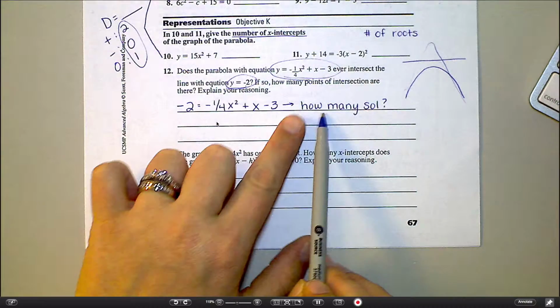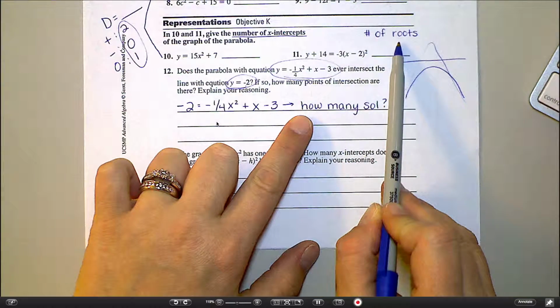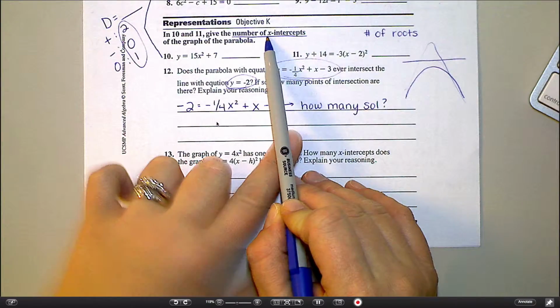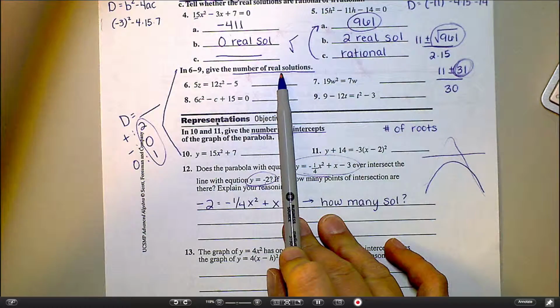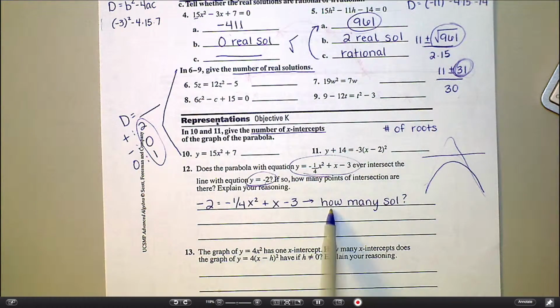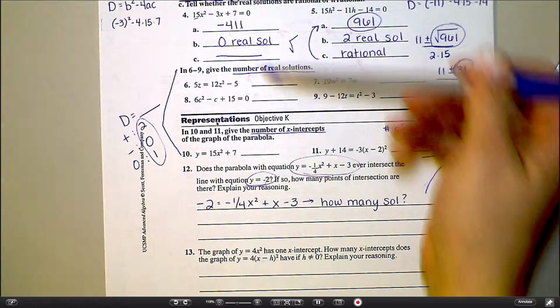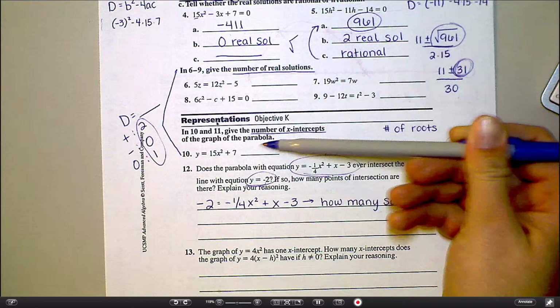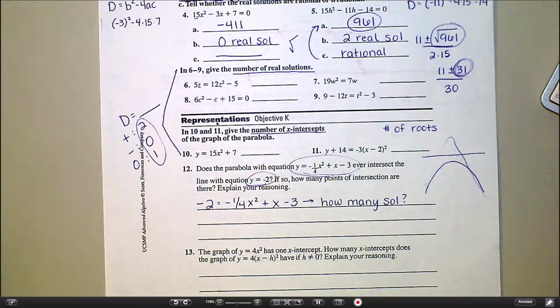Which again is the same question as me asking you the number of roots or the number of x-intercepts, or like if you look up at 6 through 9, the number of real solutions. Okay, even up here in 4 and 5, I was asking you for real solutions. That's what I'm asking you here as well. So let's think about what we did in all of these problems that told us how many solutions we have. Okay.